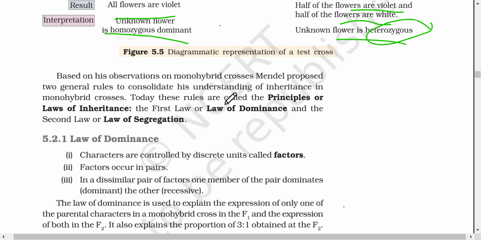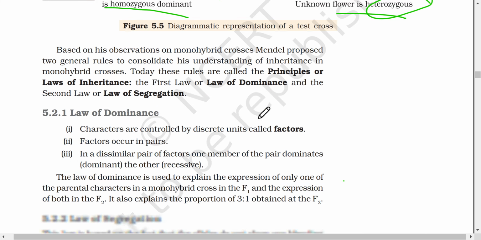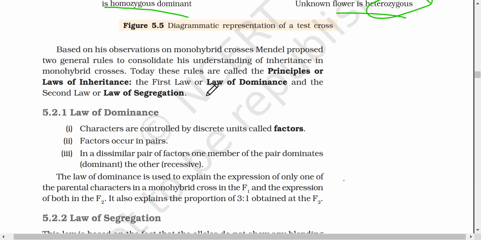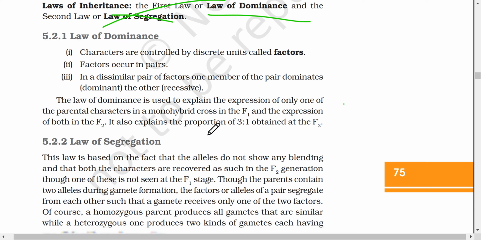Based on his observations on monohybrid cross, Mendel proposed two general rules to consolidate his understanding of inheritance in monohybrid crosses. Today, these rules are called the principles or laws of inheritance, the first law of dominance and the second law of segregation. Law of dominance.